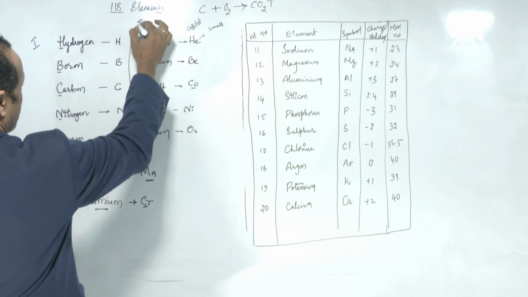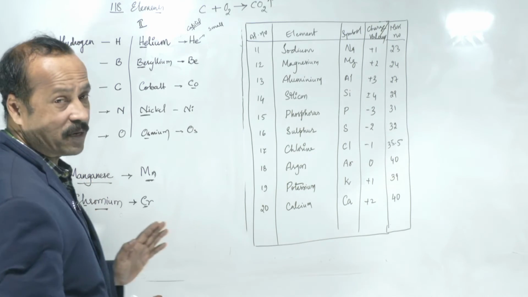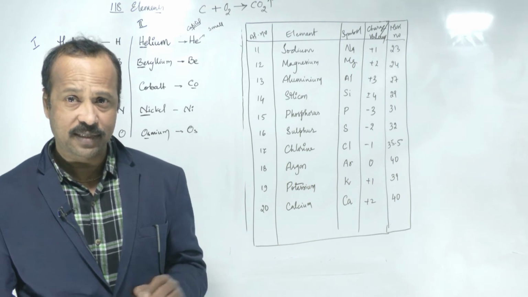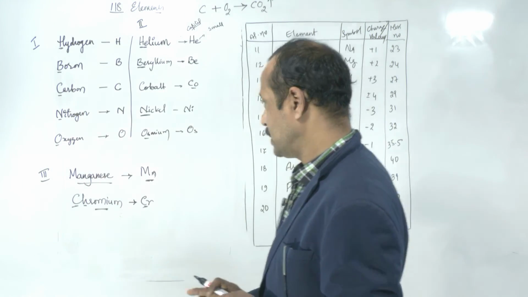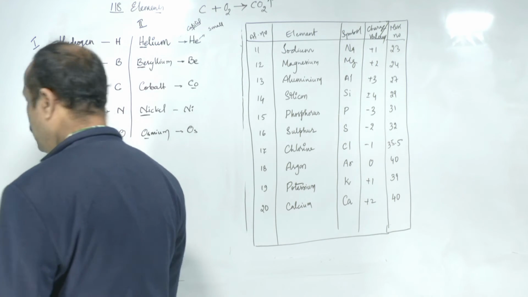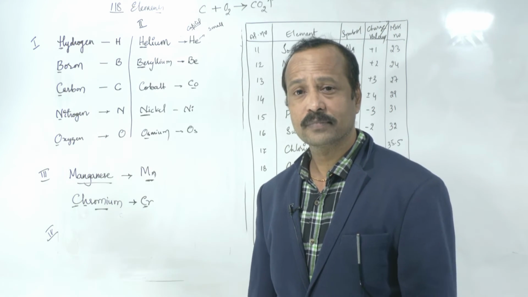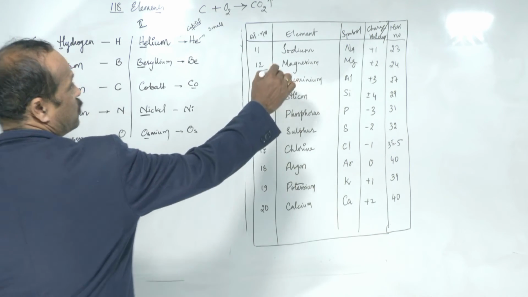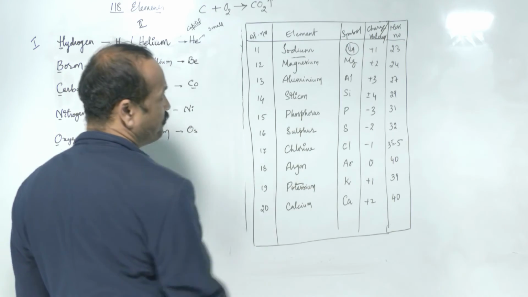This is a second method, and this is a third method. Third method: first letter same, but instead of taking the immediate second letter, some prominent letter is taken to represent the symbol. Okay, now let's see the fourth. There are some other elements whose symbol is not tallying with their element name.